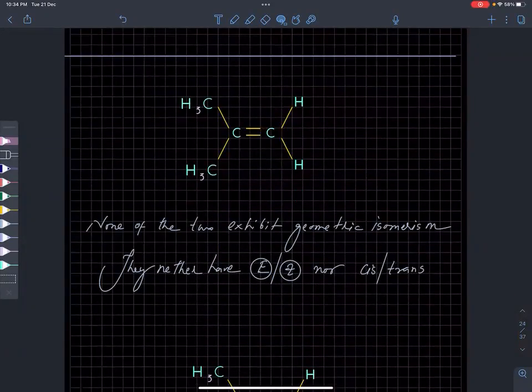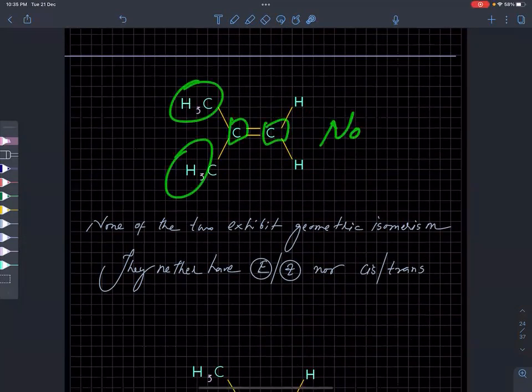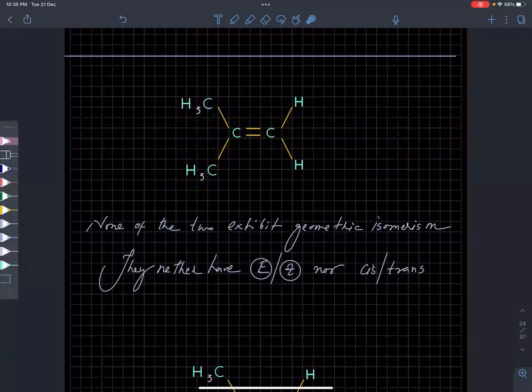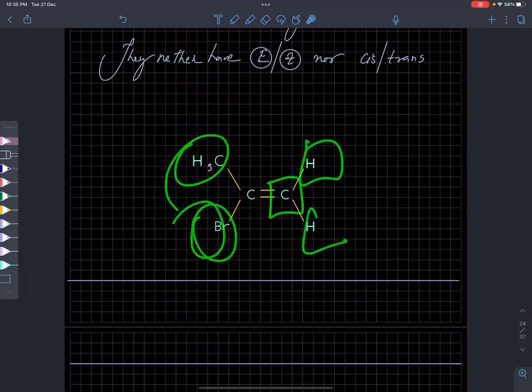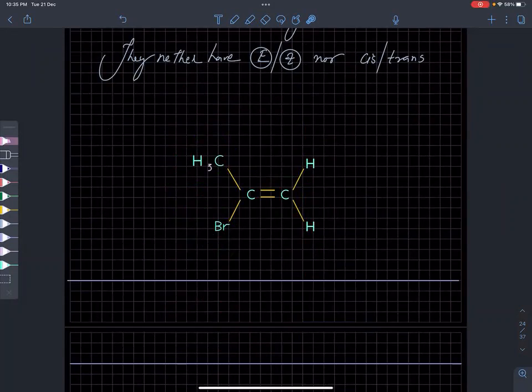What about this? It does not exhibit geometrical isomerism. You know why? Same two groups on this carbon. So, no geometric isomerism. What about this? No. Why? Same groups. It doesn't matter that the others have different groups. If any carbon has same groups, then it doesn't exhibit geometric isomerism.